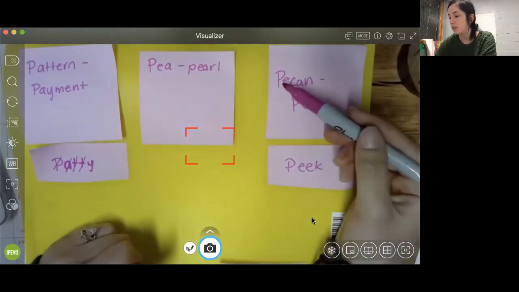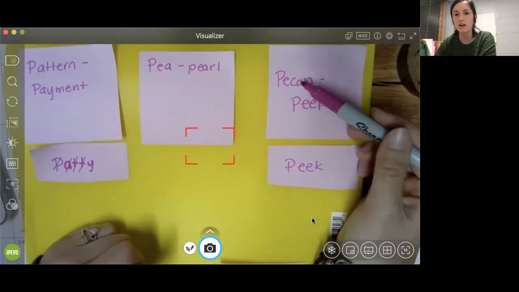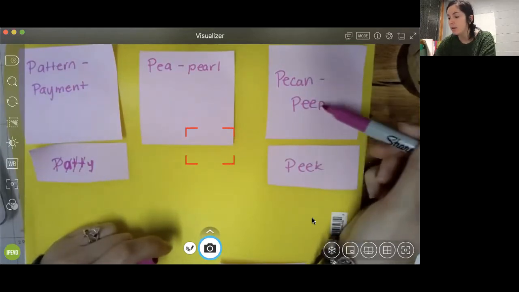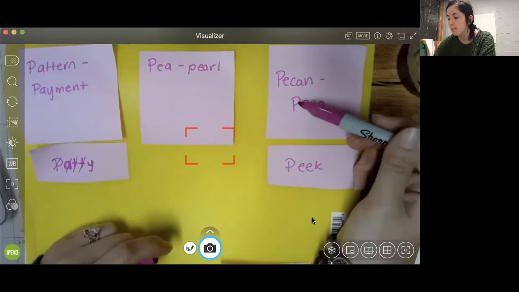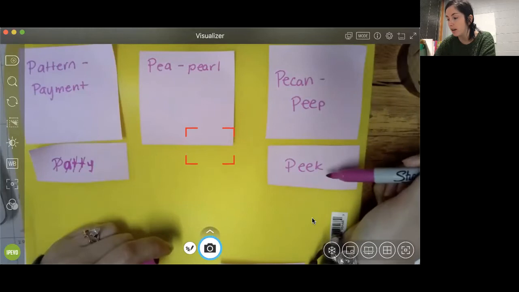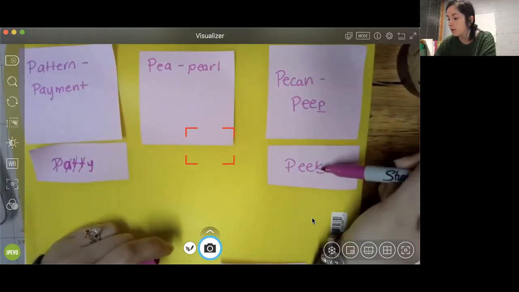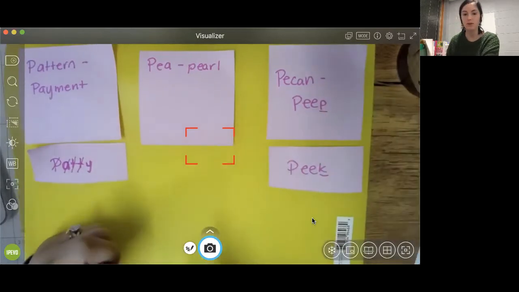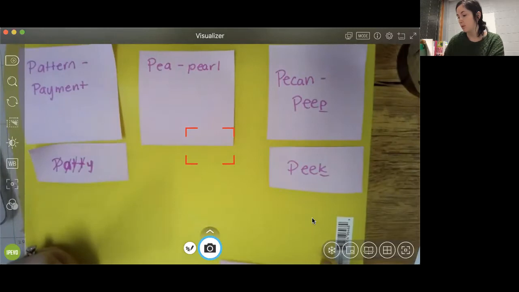Let's see, P-E, P-E-C. Okay, so we know it's not before pecan. Let's try, could it be between peep? All right, P-E-E again, and then P and K. So K comes before P, so we know that peak would fit somewhere in between these two words. Let's keep going. We have two more words.